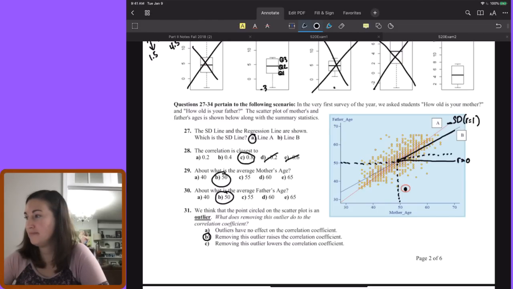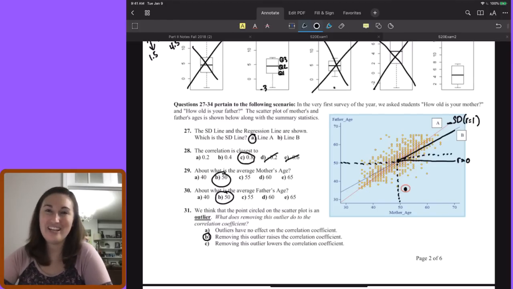Is this exam 30 minutes shorter than the last one? Definitely not. It's still 90 minutes.